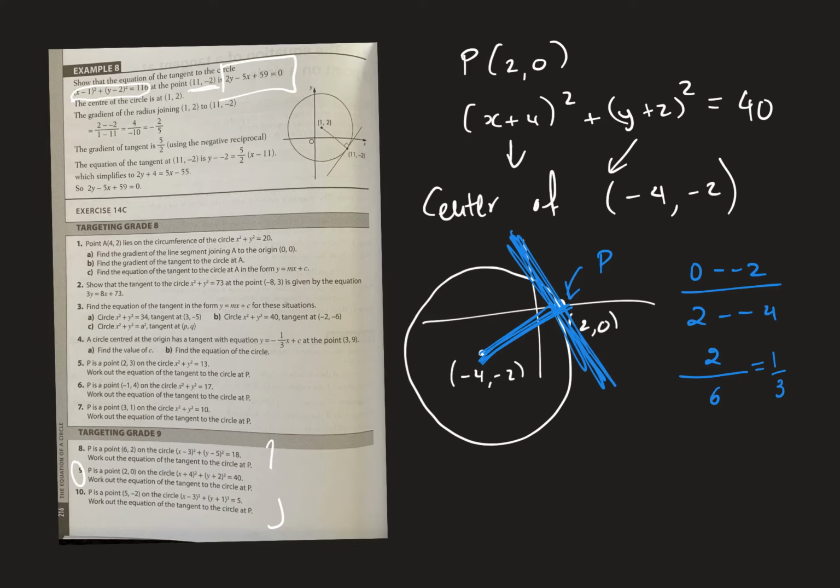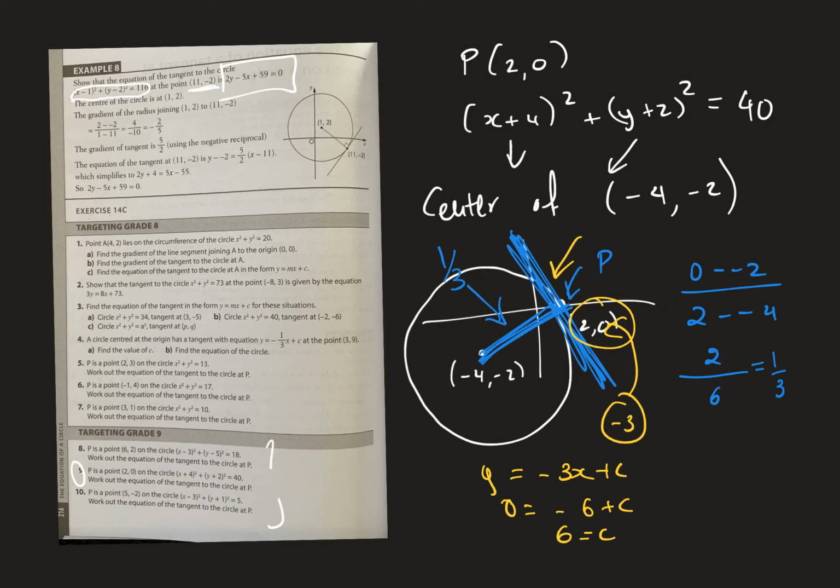Now, that is the gradient for this line again. I need the gradient for this line. So therefore, the negative reciprocal of 1/3 is simply -3. So that is what the gradient of this line is. So y equals -3x plus c. It goes through point (2, 0). So therefore, 0 equals -6 plus c. c equals 6. So the equation of the line I'm looking for is y equals -3x plus 6.